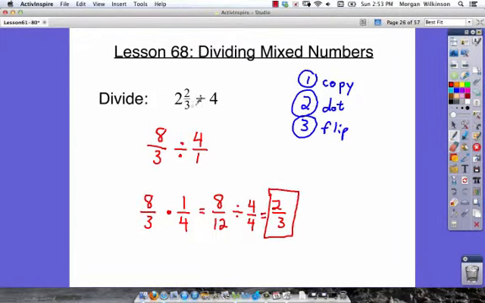When we want to divide mixed numbers, we just change to improper fractions, copy dot flip, and then we reduce if necessary to find out what our quotient will be. Because remember, the quotient is the answer to a division problem. Let's look at our next example.